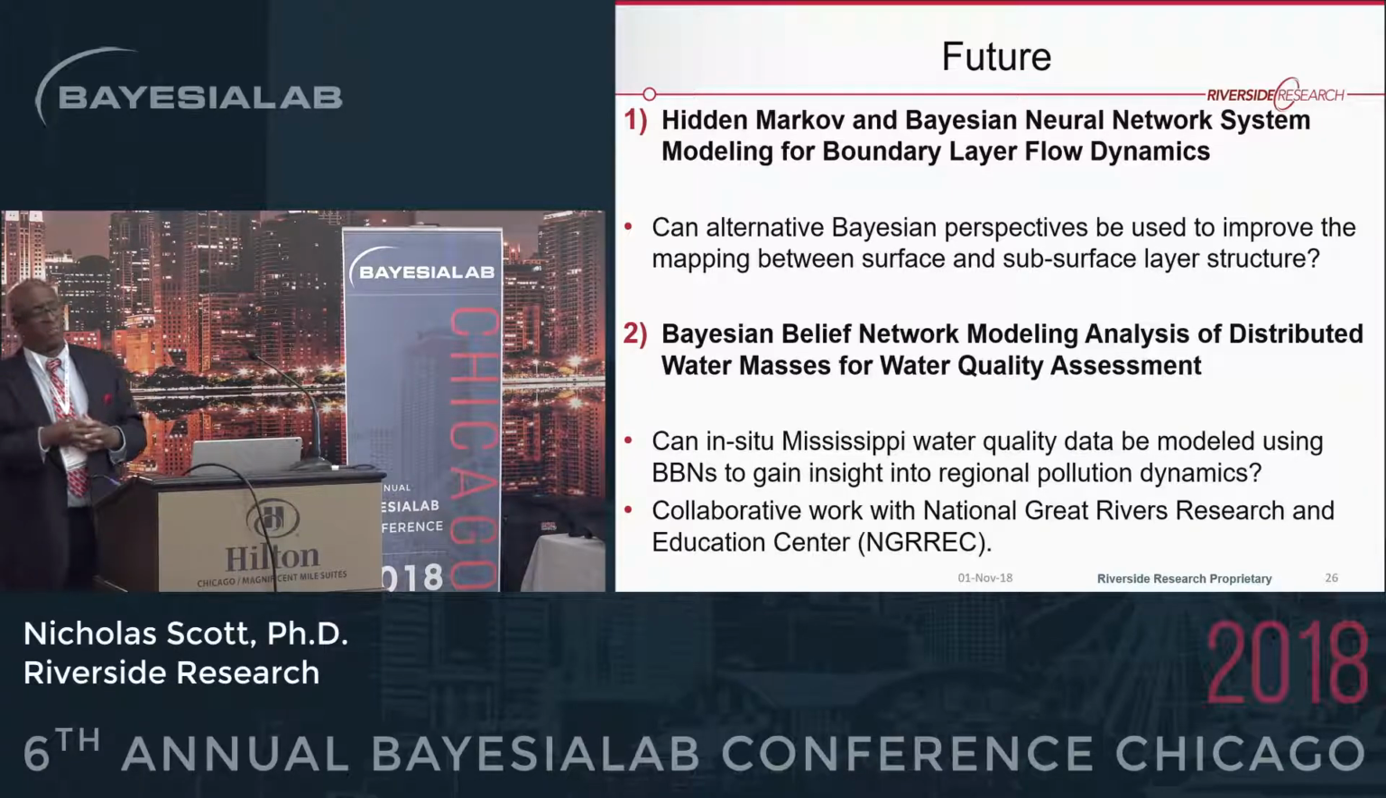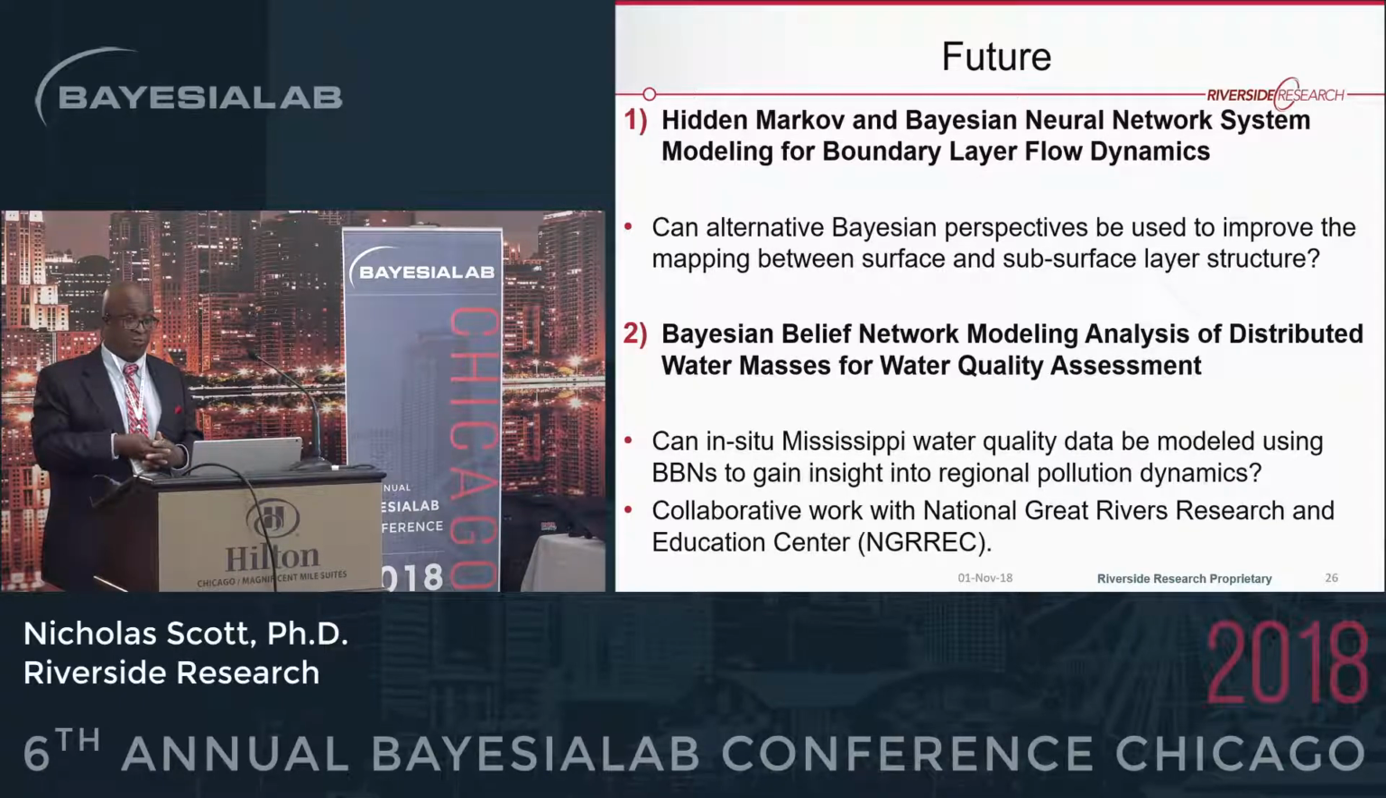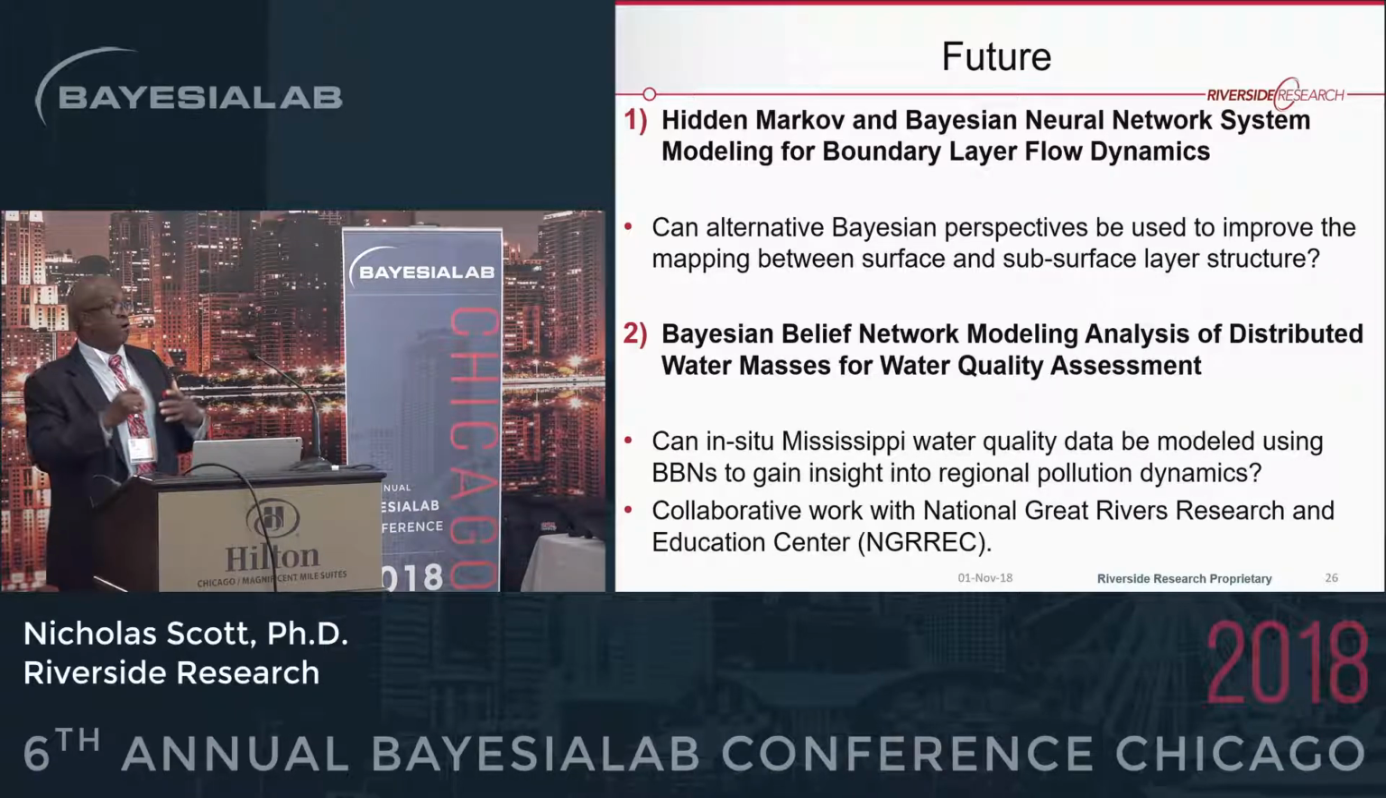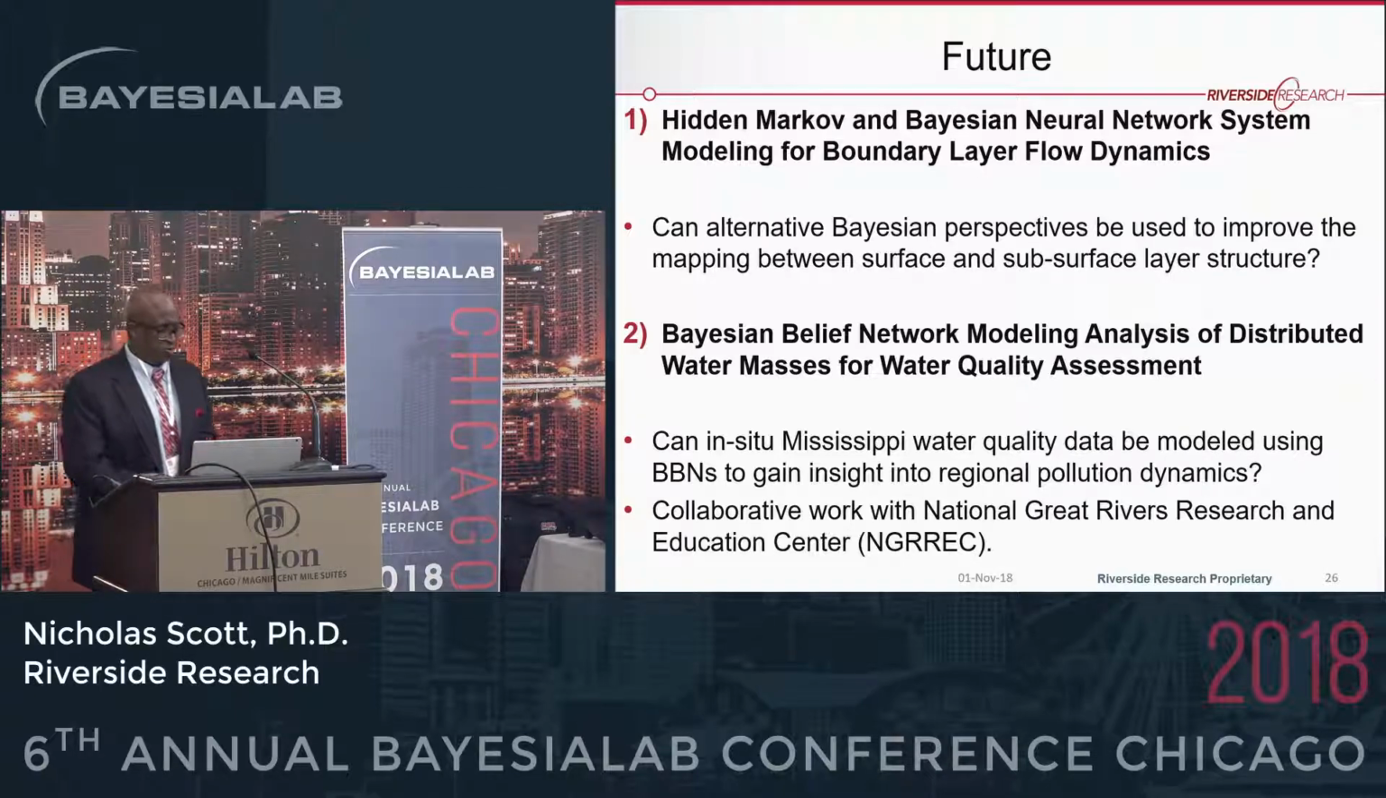And this is collaborative work that we're doing with the National Great Rivers Research and Education Center. Again, being able to say, can Bayesian belief networks understand the relationship between different water masses over the Mississippi? Everybody's dumping their products into the Mississippi River. People go to Congress. We want money to help clean up the rivers. And we don't penalize for anybody else's problem.